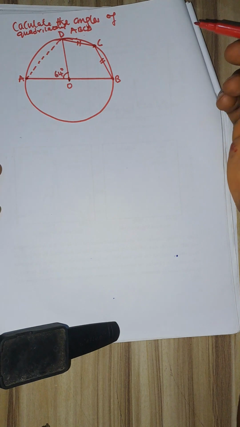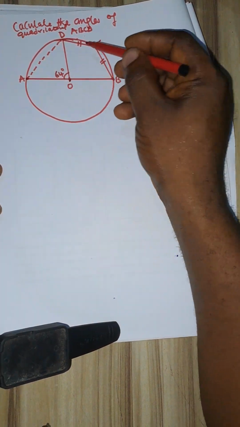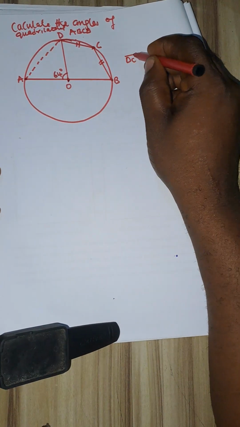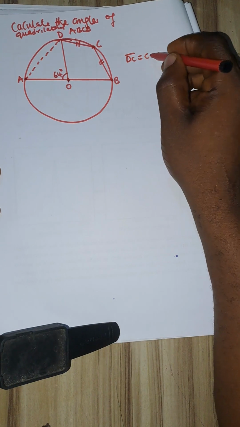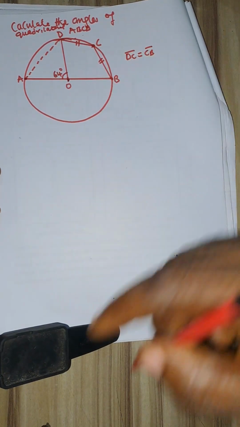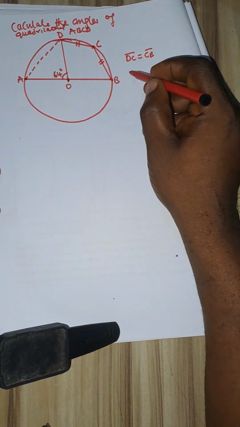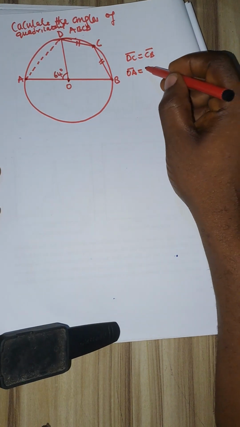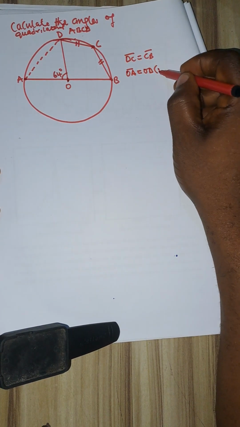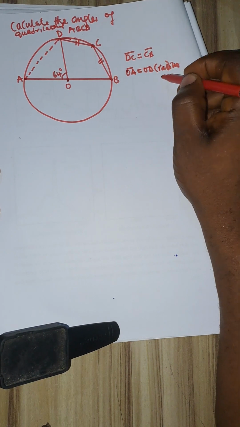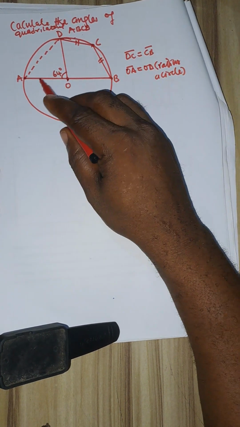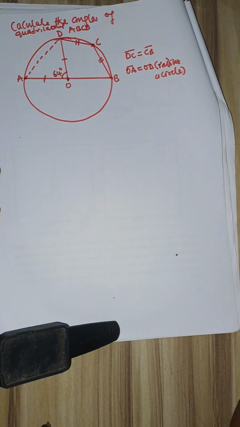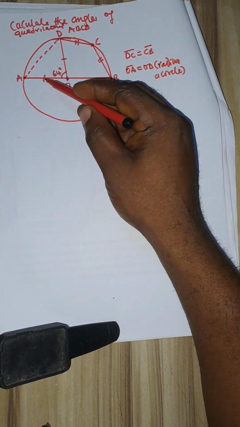Now, from the question, line DC equals line CB. Okay. Now, also line OA equals line OD. That is the radius of a circle. Okay. These are the radii. This is a radius and this is a radius. So both of them are equal. Okay. So the two radii are equal because this is the radius of a circle.